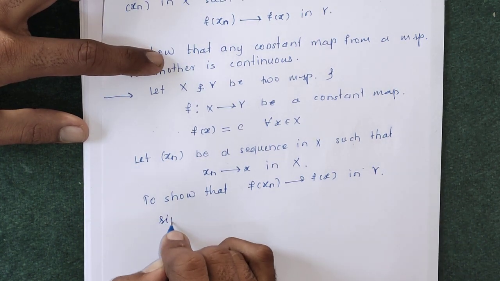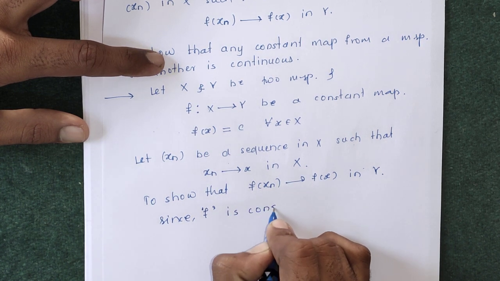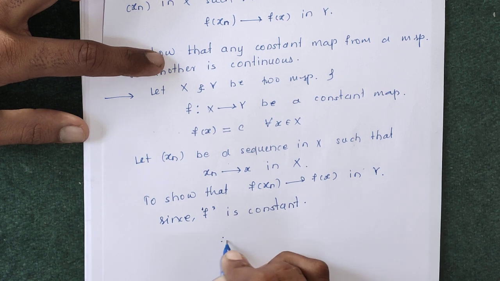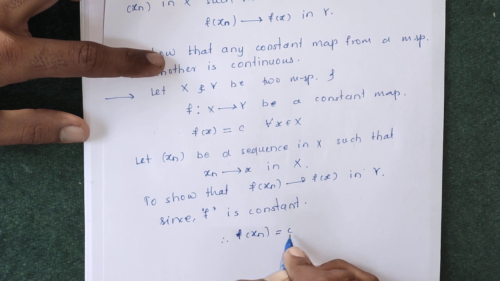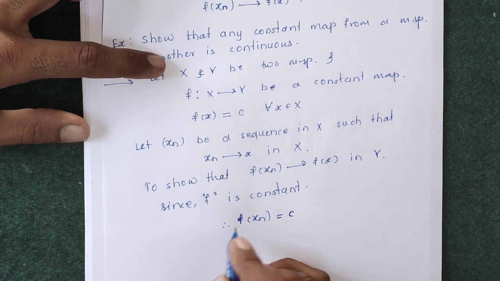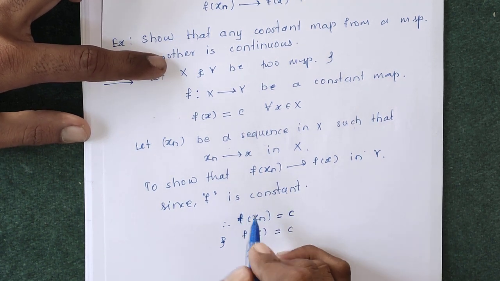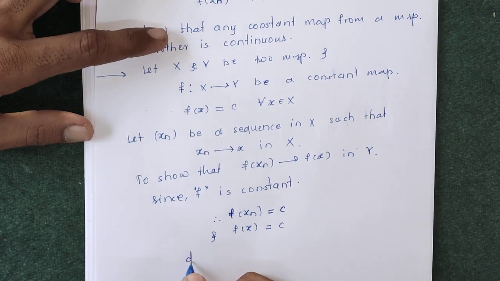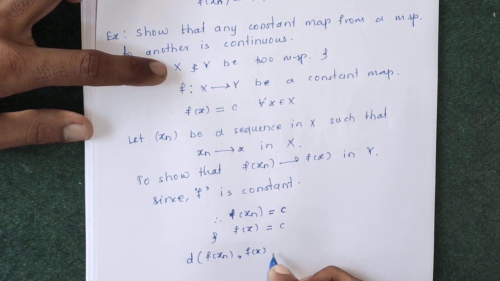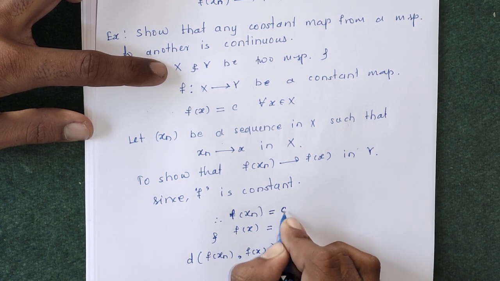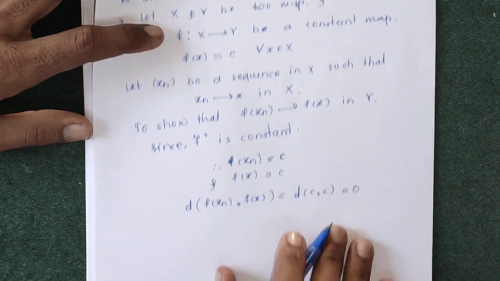Since the given function f is constant, f of xn will be c for every element of that sequence, the image of that element is c. Also the image of x will be c, f of x is also c. So the distance between f of xn and f of x is equal to the distance between these two points, that is, the distance between c and c. C is the only point, so the distance between c and c is equal to 0.